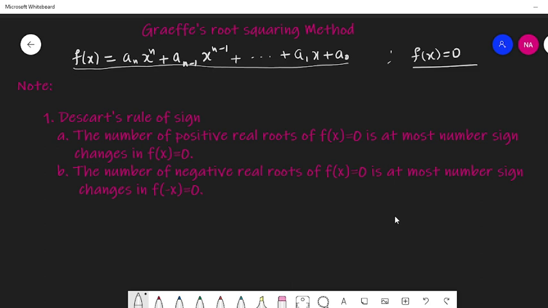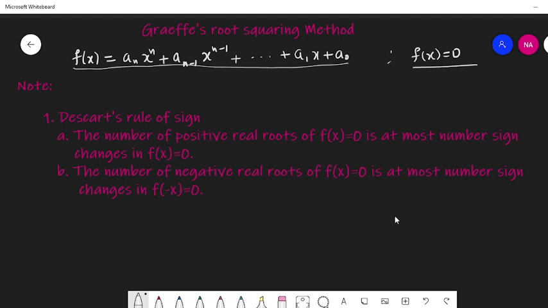So f of x will be of this form. Now, before going to discuss the procedure to find roots using Graeffe's method, we need to recall some points. So first point is Descartes' rule of sign. This rule says if you consider the polynomial f of x equal to 0, then the number of positive real roots of f of x is at most the number of sign changes in f of x equal to 0. If you consider a polynomial, then the number of positive real roots of that polynomial is at most the number of sign changes in that polynomial.